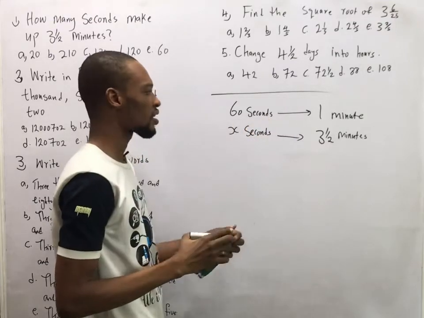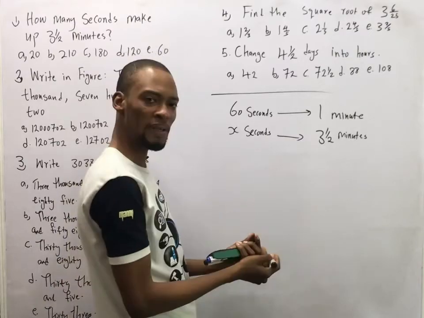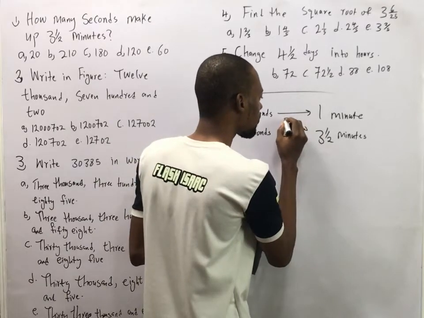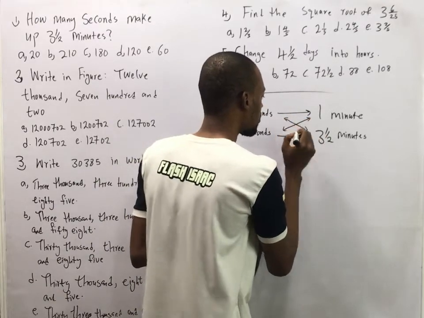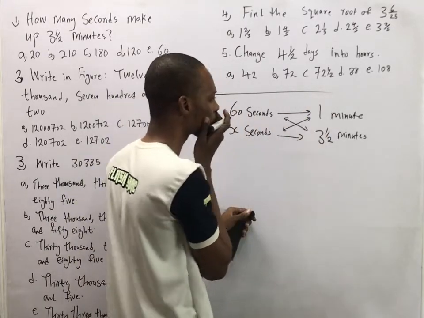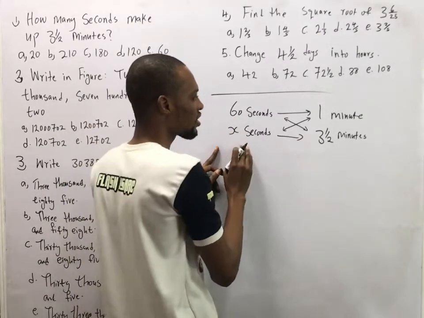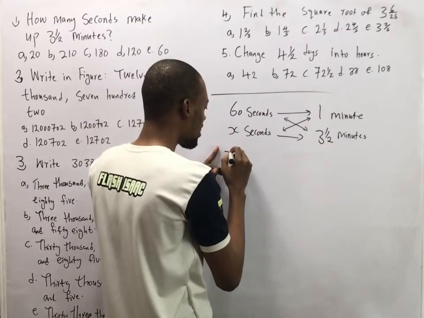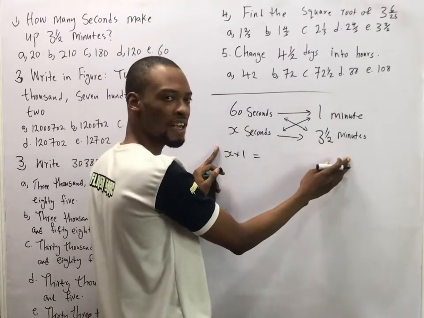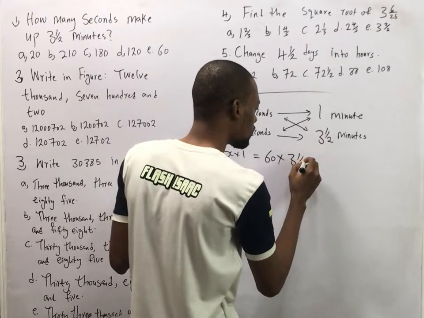So if 60 seconds make 1 minute, then 3.5 minutes should be S seconds, which is what you are looking for. If you're able to do this, the next thing you do is cross multiply. Cross multiplication simply means cross this and cross this. So you have this times this and this times this. So here we have S, which is unknown, times 1. So S times 1 is equal to 60 times 3.5. So 60 times 3 1/2.